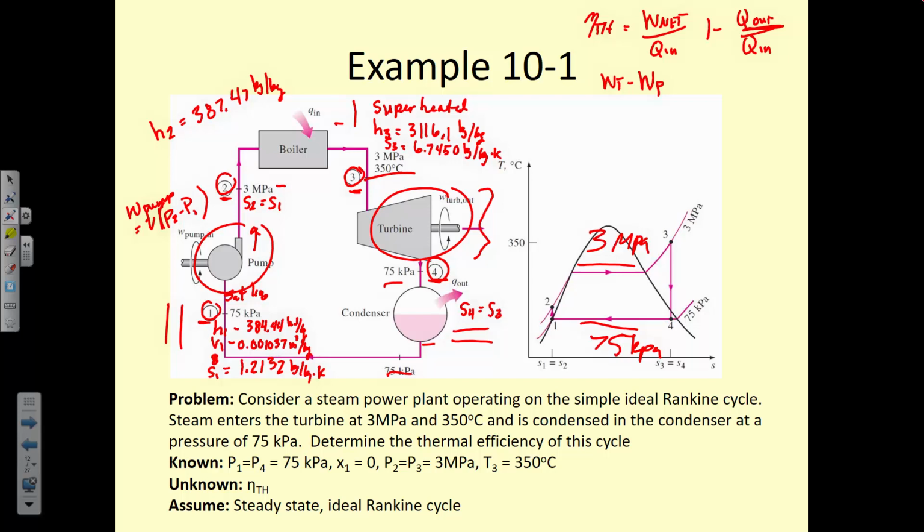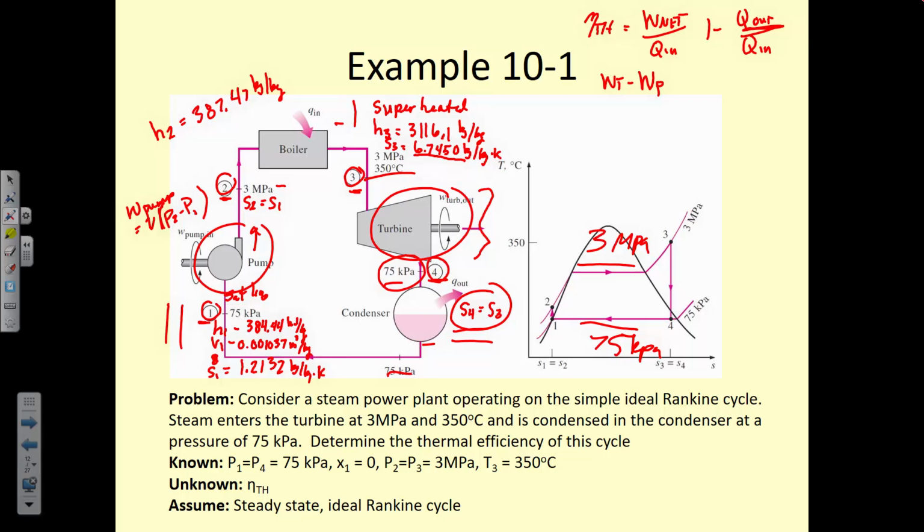Use the work of the turbine. Do we know the work of the turbine now? No. How do we calculate it? Yeah, we need H4 to calculate it, right? So we can't do that yet, but what do we know about an ideal cycle? It's isentropic. So we know the pressure is 75 kilopascals and that S4 is equal to S3. So it's 75 kilopascals and S3 equals 6.7450 kilojoules per kilogram Kelvin.